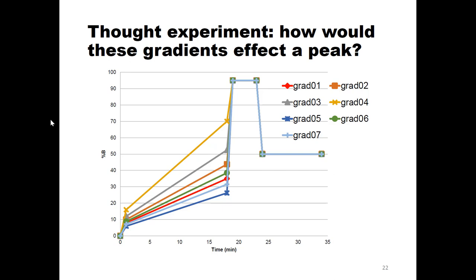We have data for this that we'll explore together, hands-on, in a little bit, but think now: what would I expect if I did the exact same sample on these seven different gradients? Would the peaks be broader? Would the peaks be shorter? Would the peaks be taller? Would they be narrower?